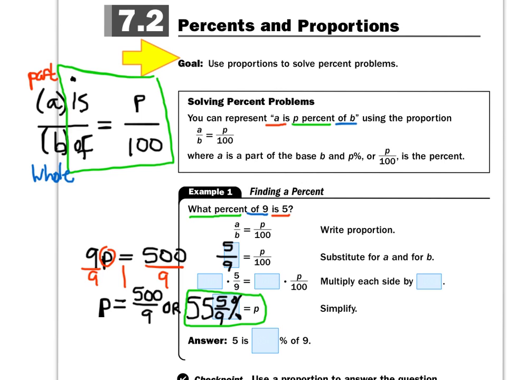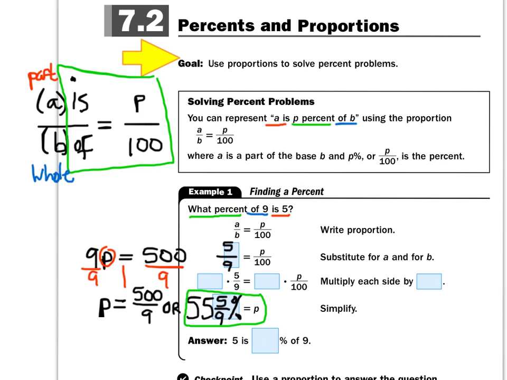Alright, so I'm going to use colors to kind of help you. See how I used red? A is, so underline that in red, and then the percent we're going to use green, and then the of, we're going to use blue. Okay, so take a look at example 1.